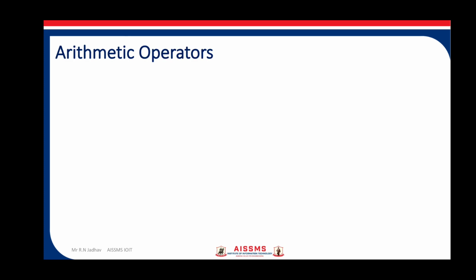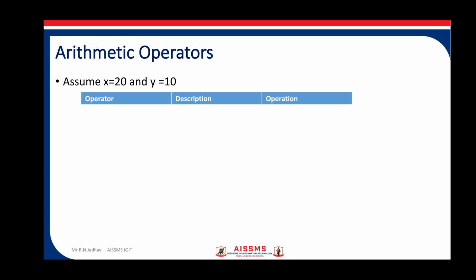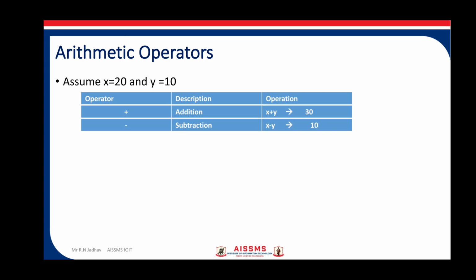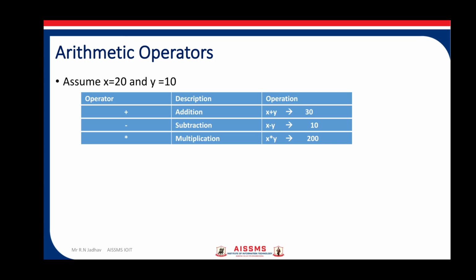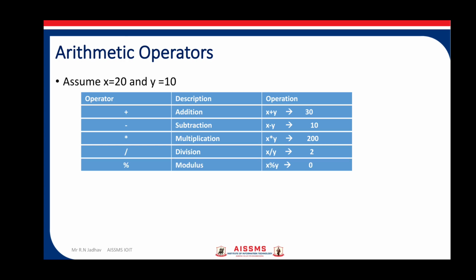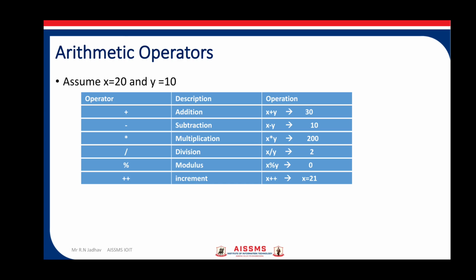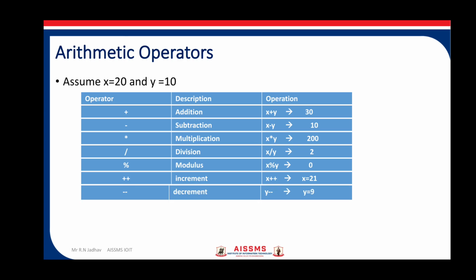First, arithmetic operators. We are all familiar with some of the arithmetic operators, which are used for arithmetic operations such as addition, subtraction, multiplication, and division. Now apart from these, we have a few more operators such as modulus, which provides the remainder of a division. Then we have the increment operator, which increases the value of the operand by 1, and the decrement operator, which decreases the value of the operand by 1.